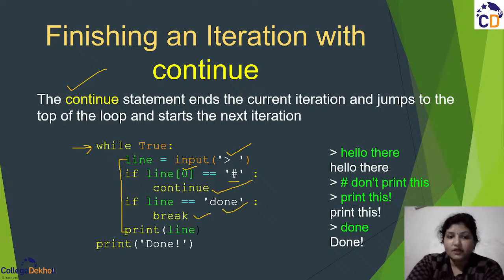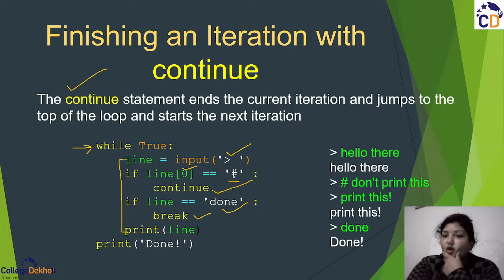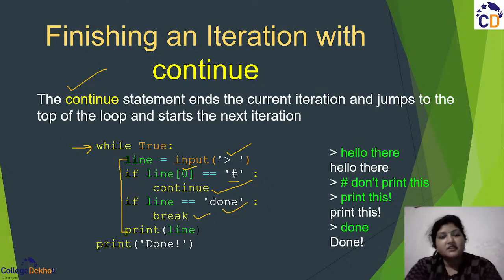Before coming to the next part, again I am repeating: break means coming out from the loop, while continue means continuing the iteration. The main function of the continue statement is to jump to the top of the loop, right? So basically it is not going to execute that part. It is going to continue with the next iteration. This is how it works. Otherwise, when we have to exit from that loop, we use break.